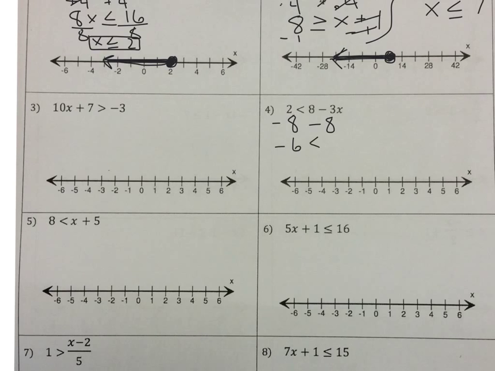Keep my sign. That negative does not just go away. It's still with the 3x. Keep it with the 3x. Dividing both sides by negative 3.